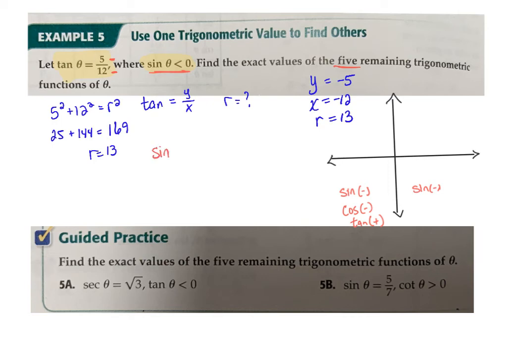My sine of theta is going to be y over r, negative 5 over 13. Cosine, that's going to be x over r, negative 12 over 13. Tangent they gave me. Reciprocal, cosecant, negative 13 fifths. Secant, negative 13 twelfths. Cotangent, 12 fifths.